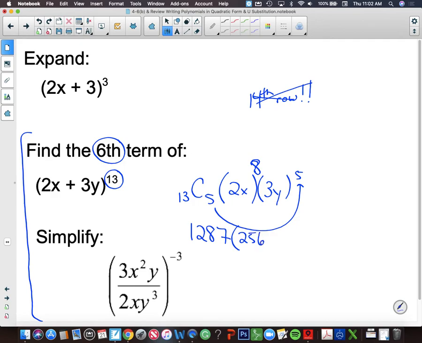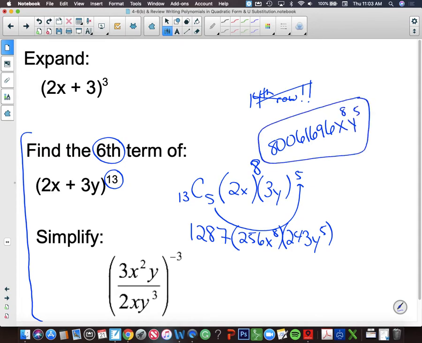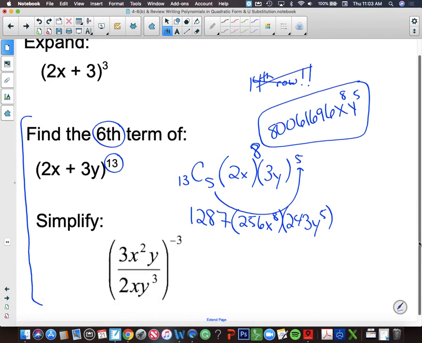So we'll have 256 x to the 8th, and then 3 to the 5th, I think that's like 243, 243 y to the 5th. So all those coefficients, just the numbers there, multiply them together. So 1287 times 256 times 243 gives us a whopping 80 million, 80,061,696. I kind of feel like we've done this problem before. We have x to the 8th, y to the 5th. That would be the sixth term of that expansion. So if you were using Pascal's triangle, that would be a pretty massive problem because that's a pretty massive number.